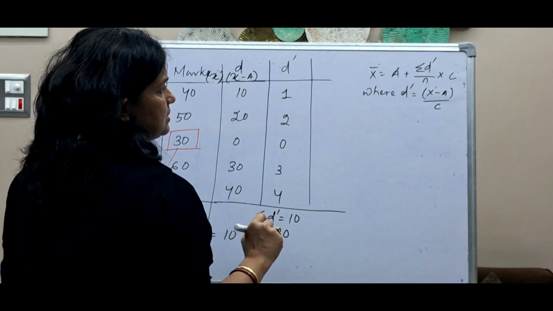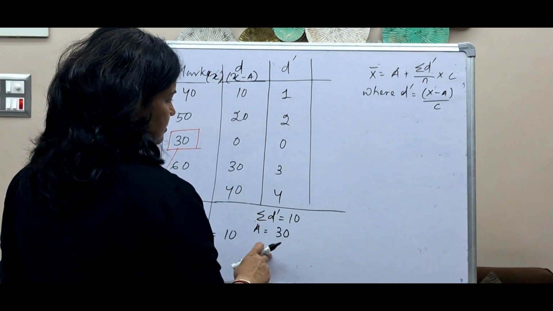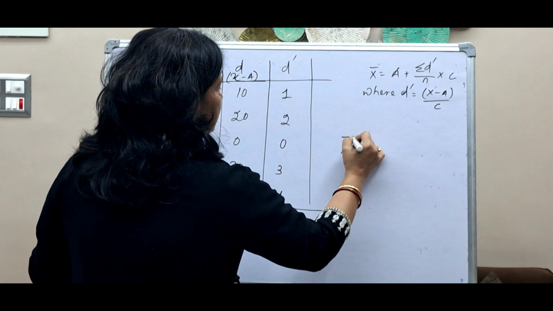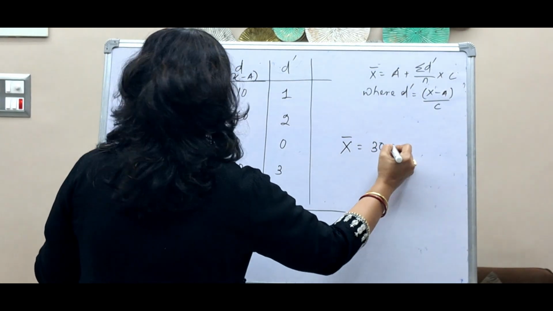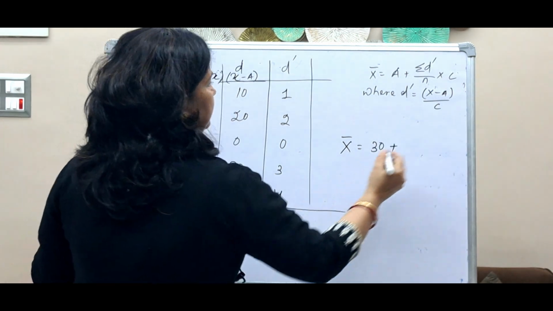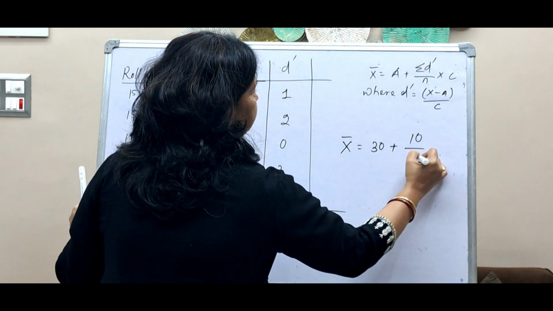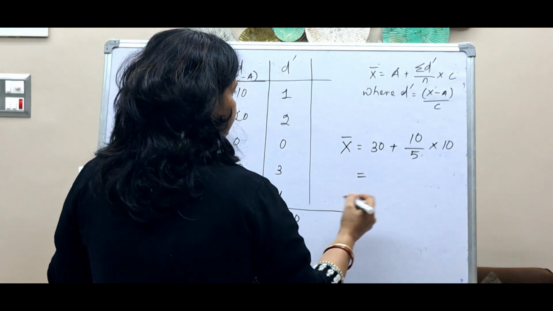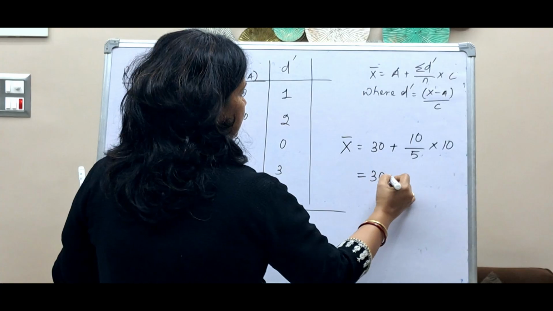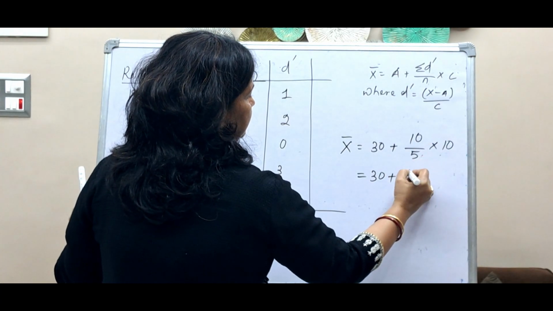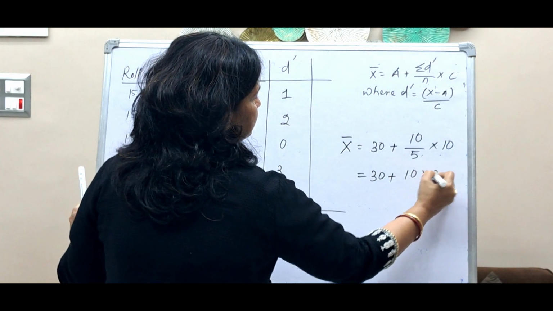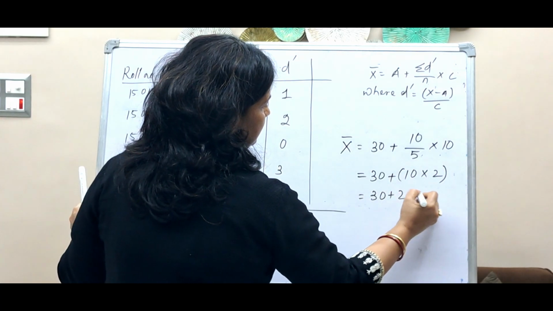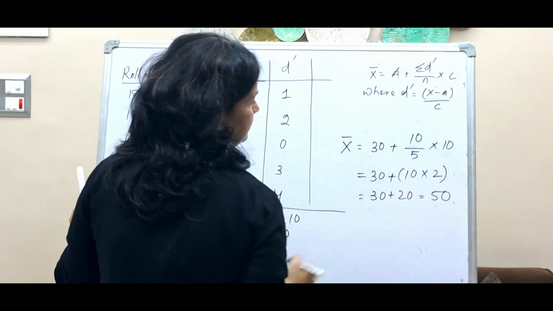Then C equal to 10. So let us put all our values into the formula. X bar equal to 30 plus 10 divided by 5 into 10. So 30 plus 10 into 2, so this is equal to 30 plus 20 equal to 50.